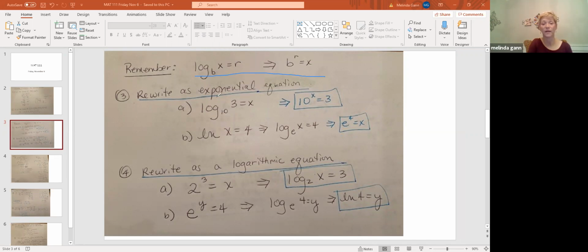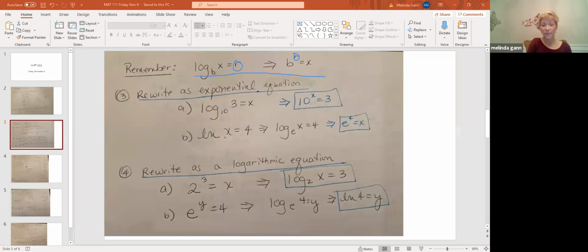So notice, the base of your log becomes the base of your number. The thing over here by itself becomes your power. So for instance, log of 3 with the base of 10 is x. If I change that into an equivalent exponential equation, this 10 base here becomes the base here. The thing by itself over here becomes your power. So that's how I knew to let that x become my power, and then it equals the 3 that's left.